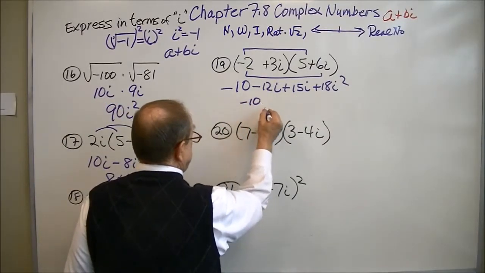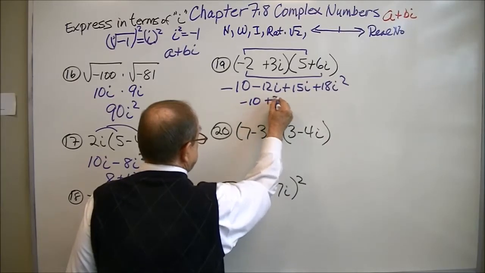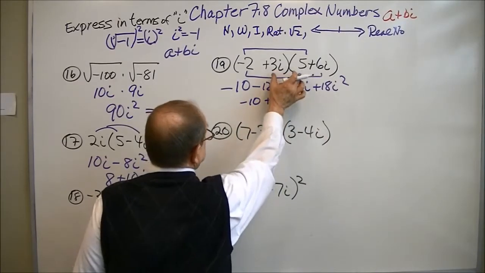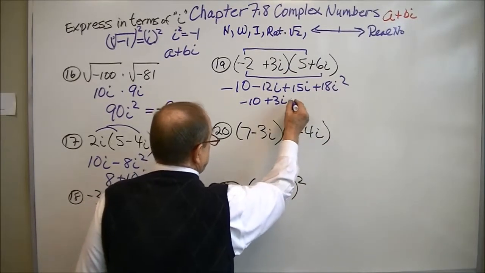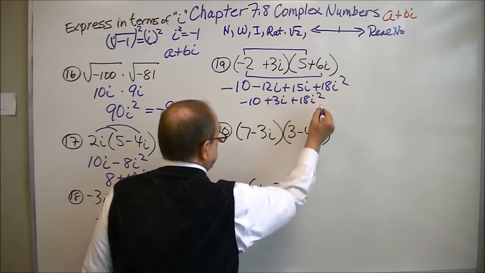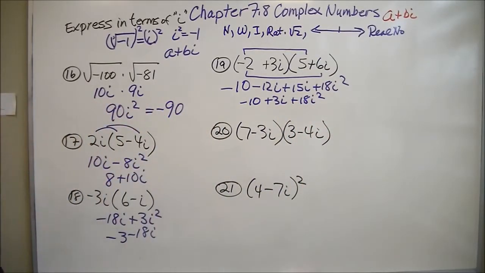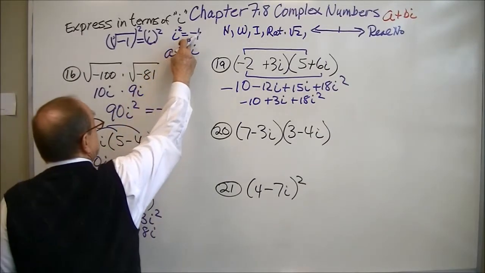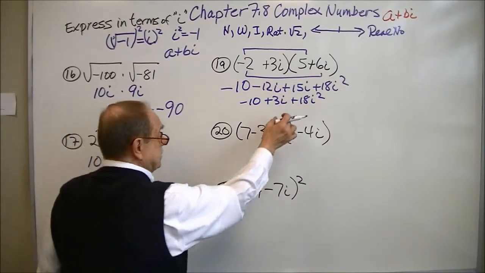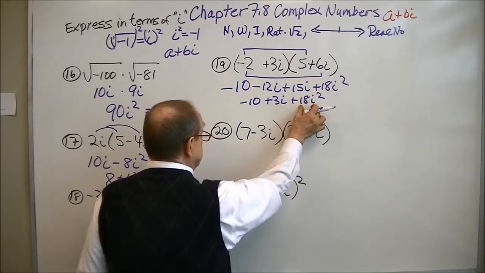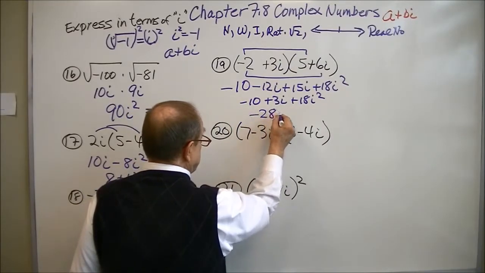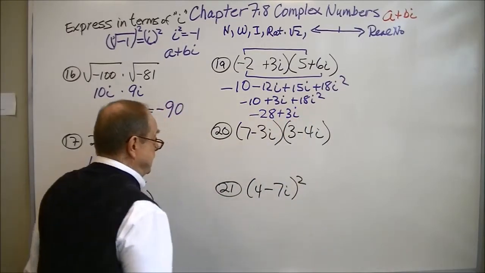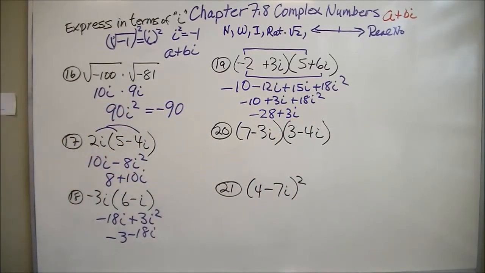This will be a -10. This is going to be a +3i for my middle term. That checks. And a +18i squared. But what is i squared? i squared is a -1. So this is actually a -18 here. We have like terms. A -28 plus 3i. Okay.